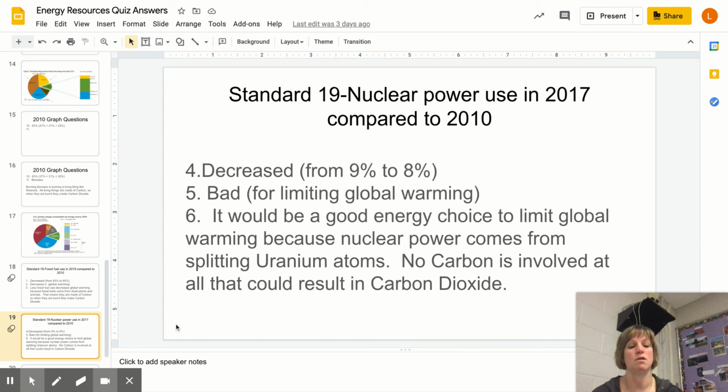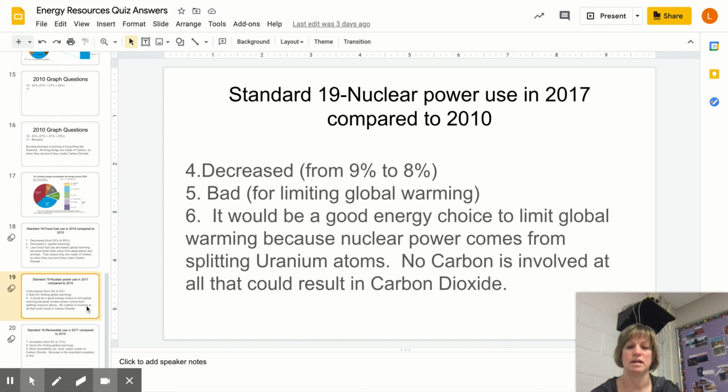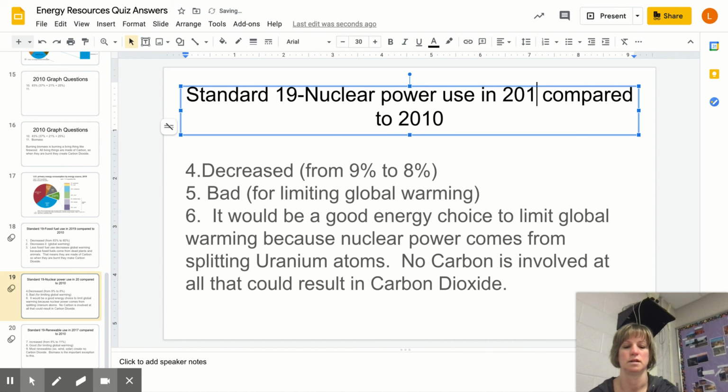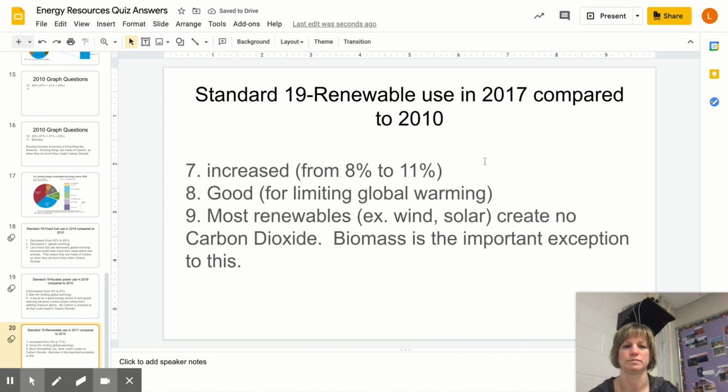So we see, oh, look, the fossil fuel use went down. That's good. But also nuclear power went down when that is a resource that does not produce carbon dioxide. So we get into this. Oops, sorry about that. That should say 2019. And so should that one.